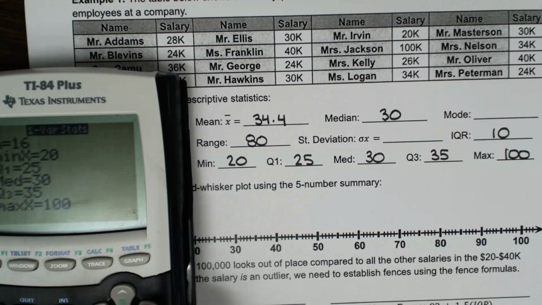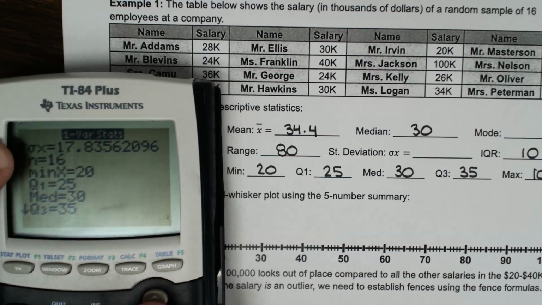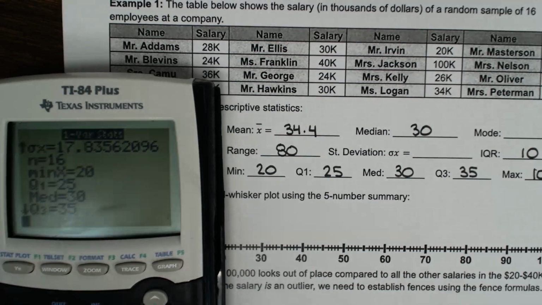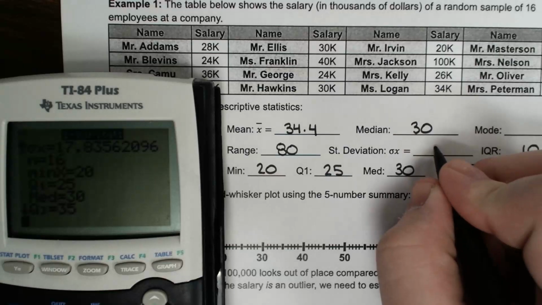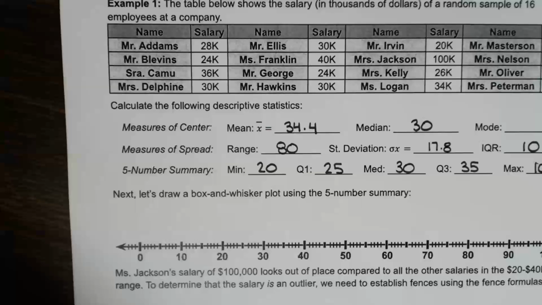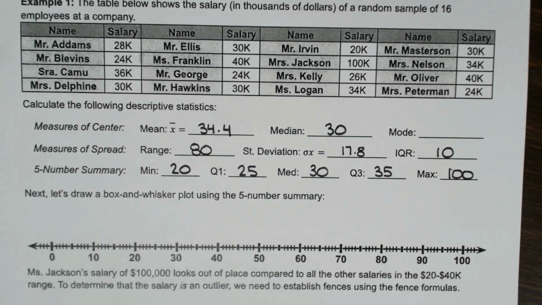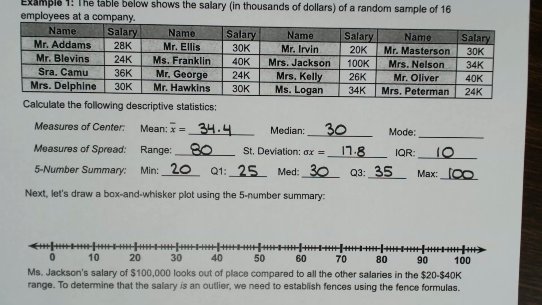The standard deviation is also on my calculator. I had scrolled past it. But that little sigma x, 17.8356, blah, blah, blah, I'm going to round that off to 17.8. The only one that the calculator does not feel is important enough to tell you is the mode. It's just the number that repeats most often. Any guesses? 30.